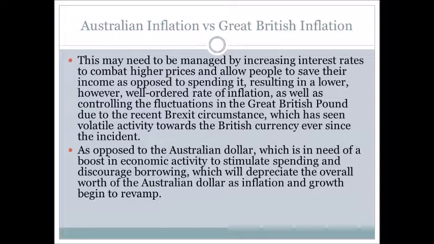As opposed to the Australian dollar, which is in need of a boost in economic activity to stimulate spending and discourage borrowing, this will depreciate the overall worth of the Australian dollar as inflation and growth will begin to rise.